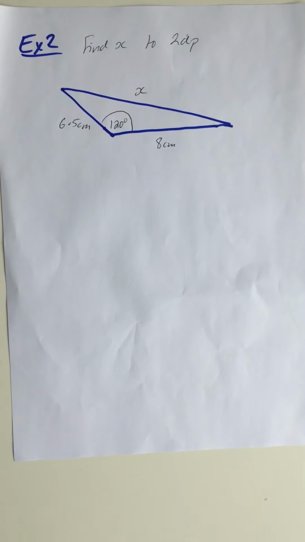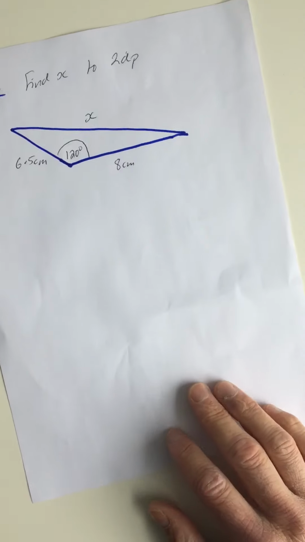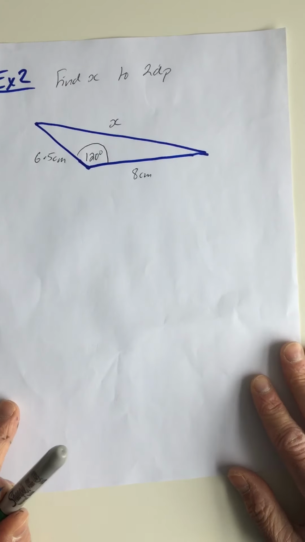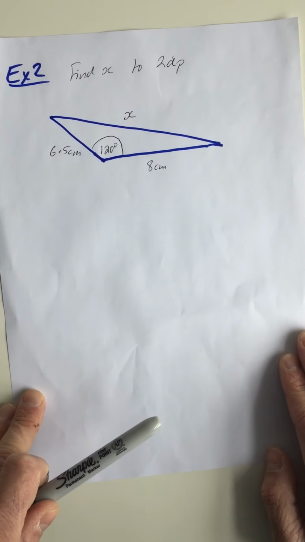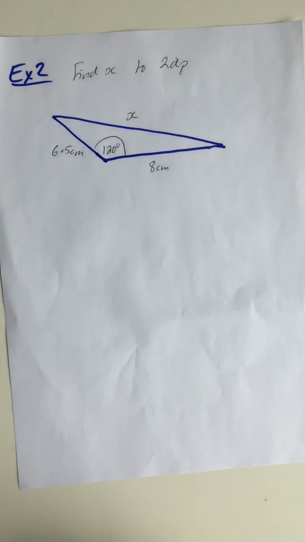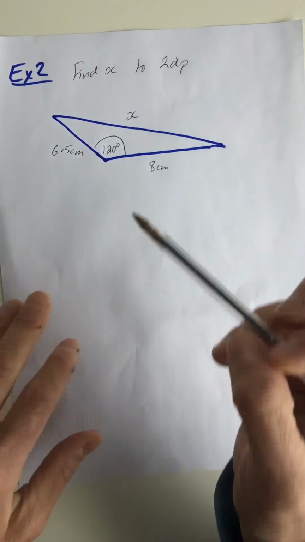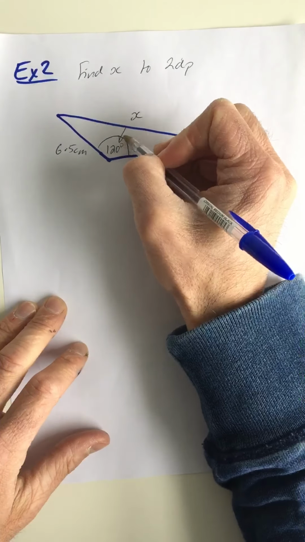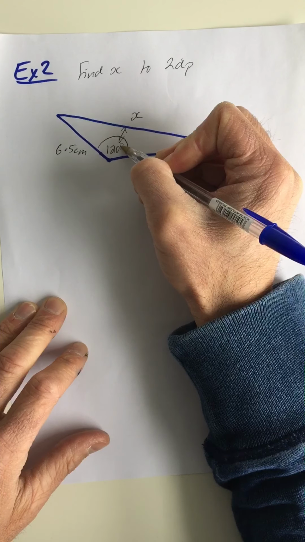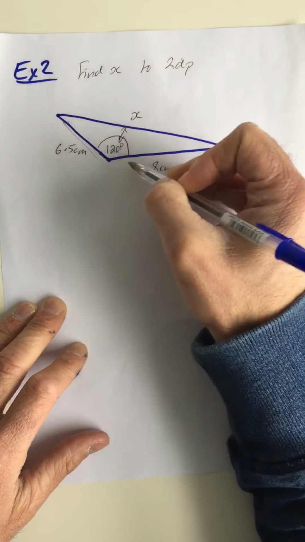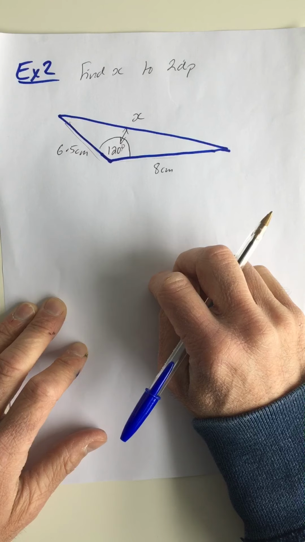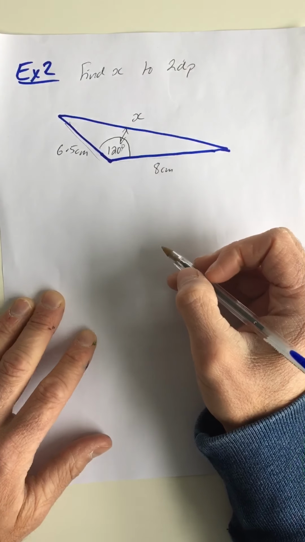Here is a second example of using the cosine rule. So we have to find side x corrected to 2 decimal places here. Now, straight away, I just noticed that x is here, and I know the angle across from it is 120. And I know these two sides here and here. So I'm going to use the cosine rule.